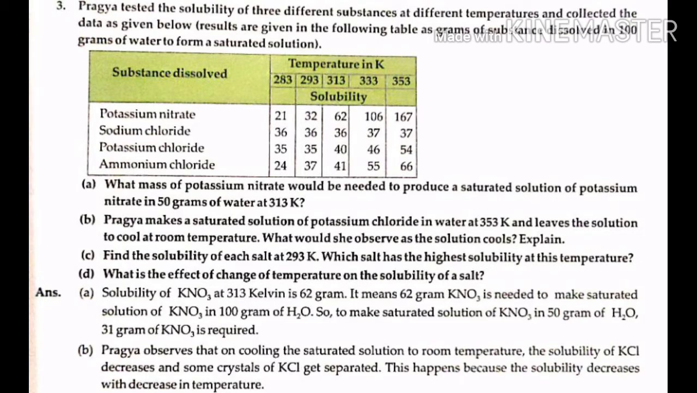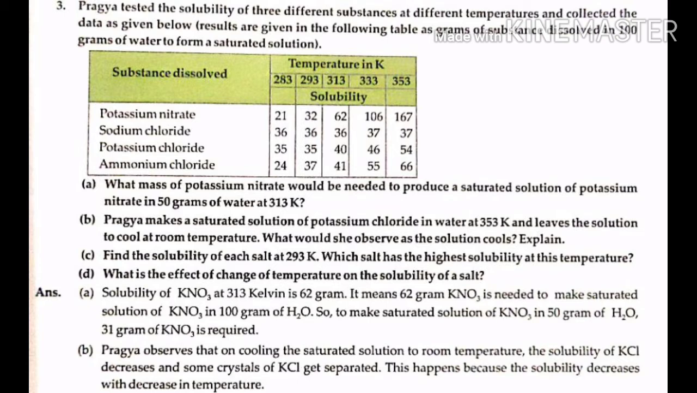Question number 3. Pragya tested the solubility of 3 different substances at different temperatures and collected the data as given below. Results are given in the following table as grams of substance dissolved in 100 grams of water to form a saturated solution. Temperature in Kelvin, that is at 283, 293, 313, 333, 353, solubilities are given.